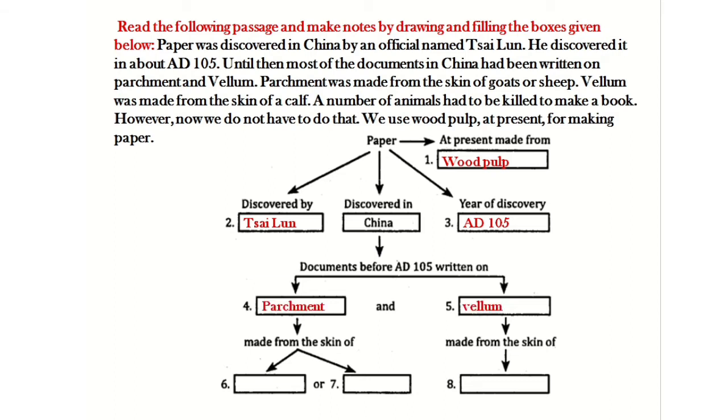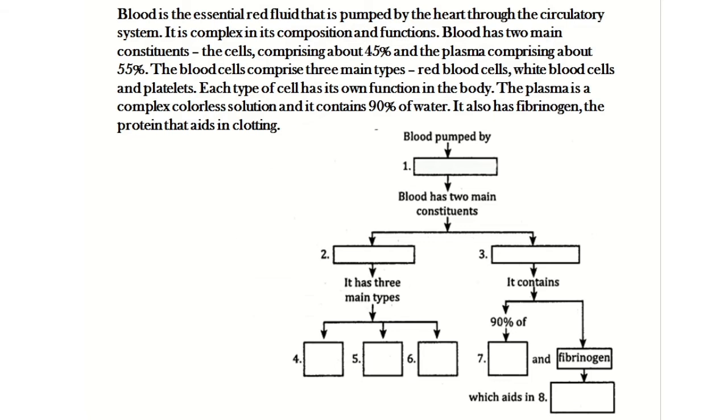Here parchment is made from the skin of what? It is in the third line, skin of goats and sheep. Then the vellum is made from the skin of, it is in the fourth line, a calf. Okay, I hope you understood how to do this note making activity. Then let us see the next one.